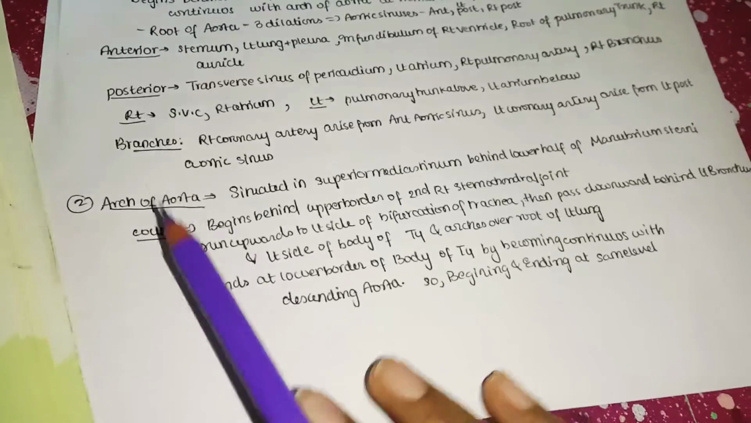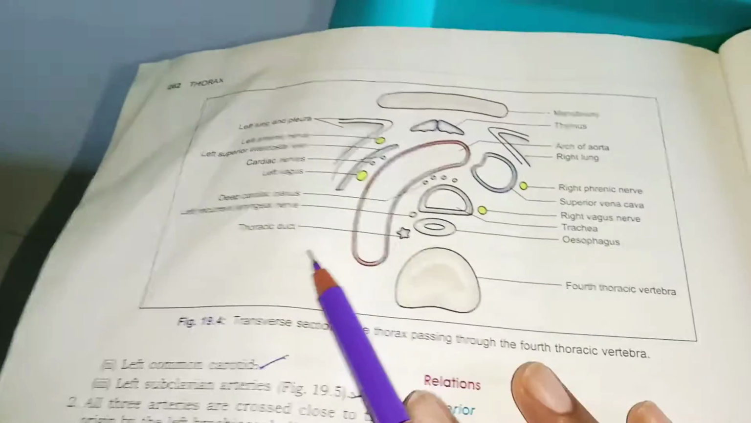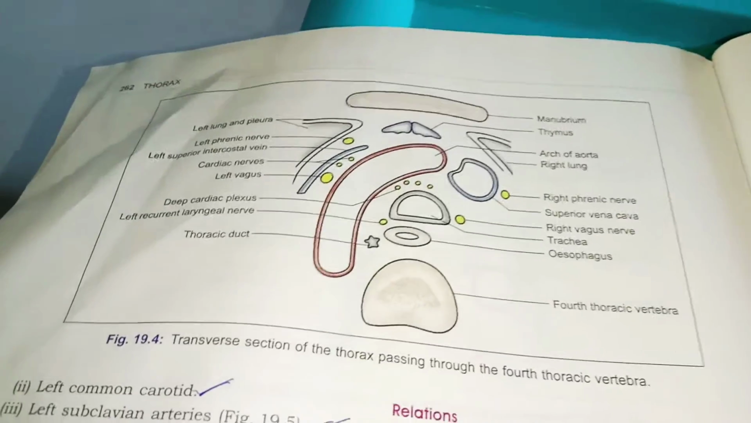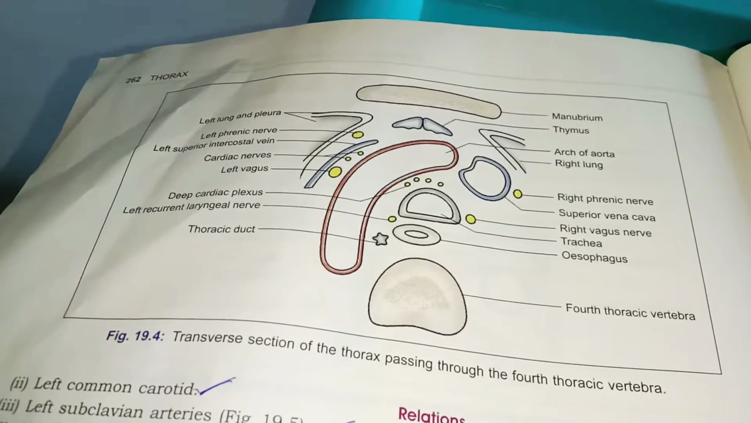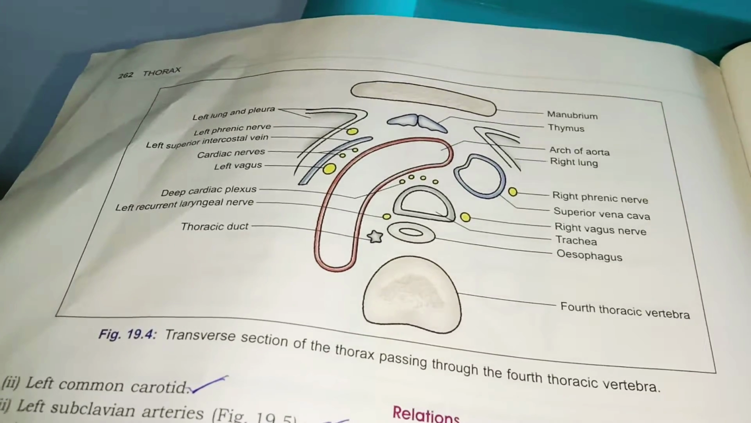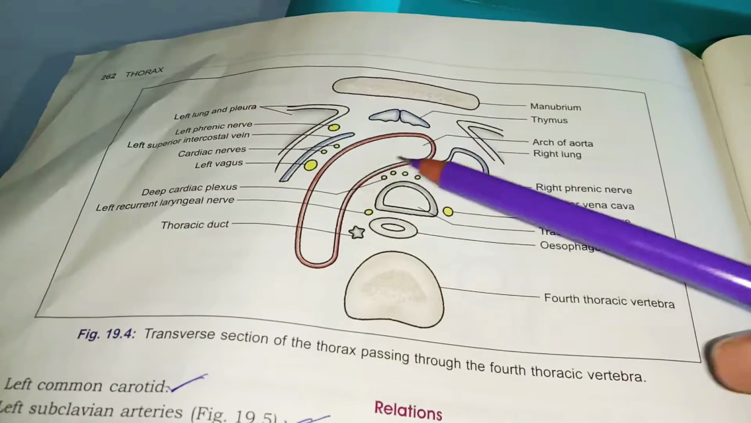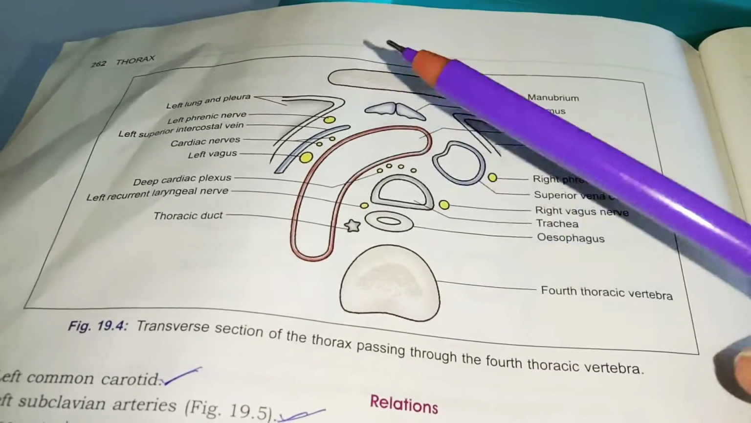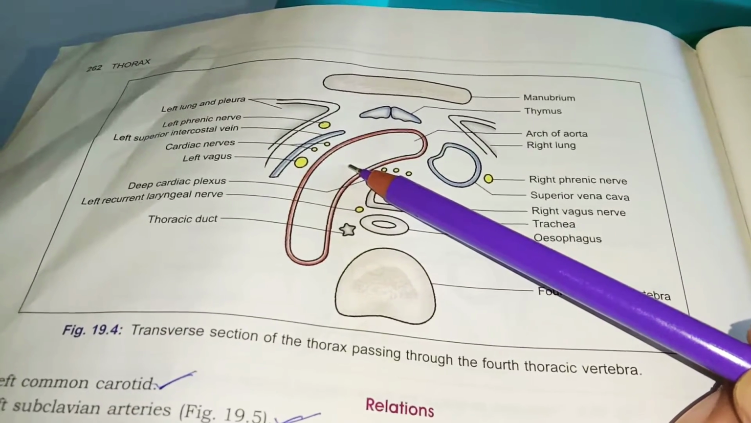Now we will check out the arch of aorta. We have another diagram here, where we can see the arch of aorta and the structures related to it. The arch of aorta is mainly situated in the superior mediastinum. The heart is present in the middle mediastinum of the inferior mediastinum, but the arch of aorta is situated especially in the superior mediastinum, behind the lower half of the manubrium sterni.